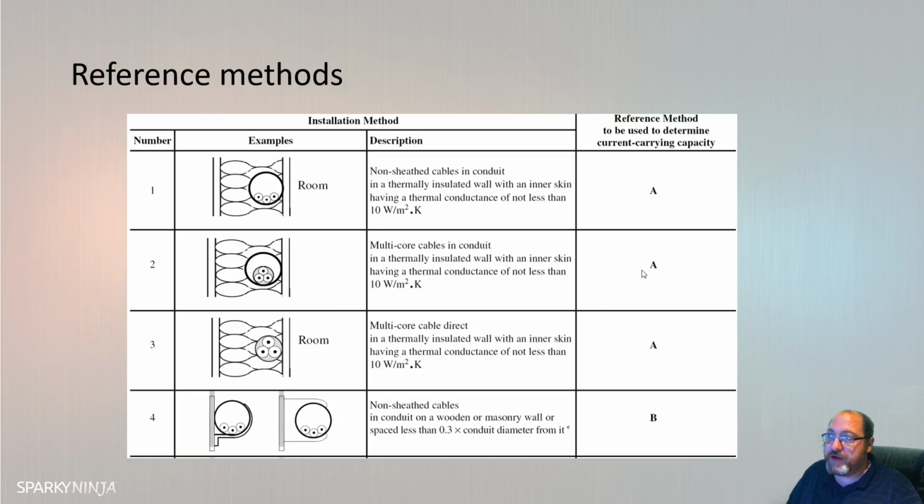Now these are okay, but do note that these reference methods specifically mention that one part of the run is touching the inner side of the wall. That's very important. That's a thermally conductive surface. If that wasn't in contact with the thermally conductive surface, it would be knackered and would be derating a great deal more than that.